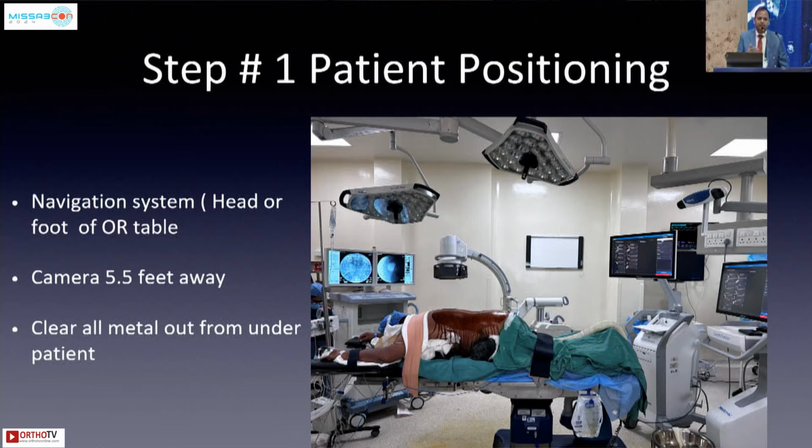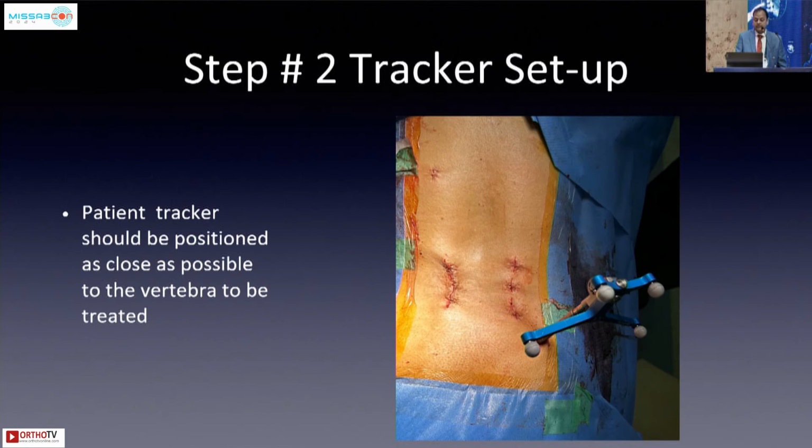I position my patient if I'm doing a lumbar fusion surgery. The navigation system is always at the foot end, and my C-arm is always at the head end if I'm operating from the left side. We clear all the metals from under the patient, and then I put the tracker. This is the reference frame, which I always put on the PSIS because I'm always doing MIS cases. The option of putting the frame on the spinous process doesn't exist unless I'm doing thoracolumbar spine cases. It takes hardly 2 minutes. Without shooting an X-ray, I put my frame directly into the PSIS.